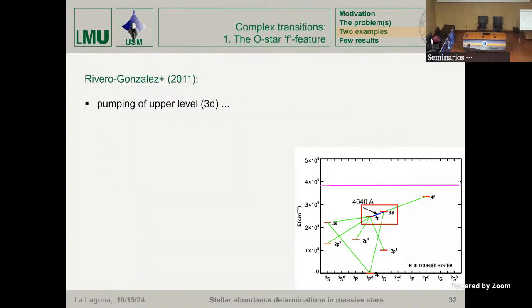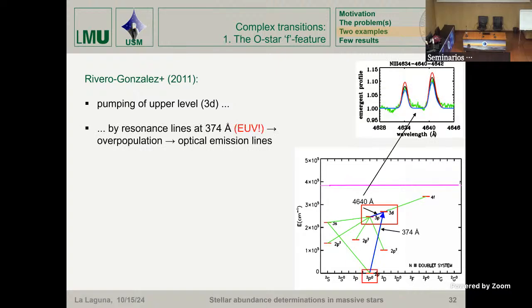This is the question. There were a couple of ideas in a long-standing debate, but finally my doctoral student Rivero Gonzalez found out the real reason for this. Namely, it is the pumping of the upper level by this resonance line here. So there is a resonance line, and this resonance line is strong, and it can bring electrons to this 3D state in such a number that the 3D state is overpopulated compared to the 3P one, and then you get this kind of emission. And please note, this resonance line is in the extreme EUV at 1374 angstrom, something which we can almost not observe. So all this is pure theory.